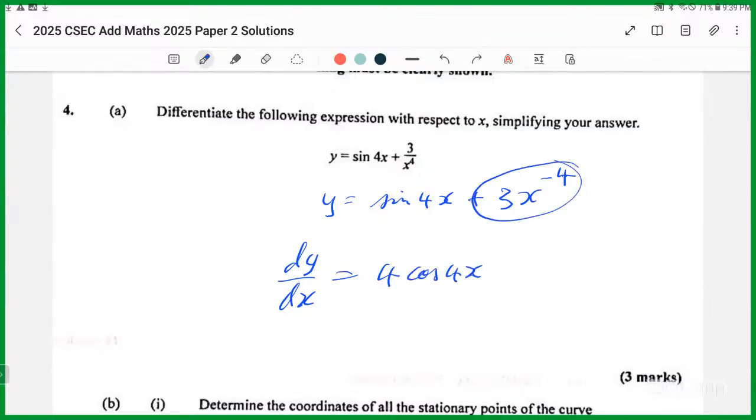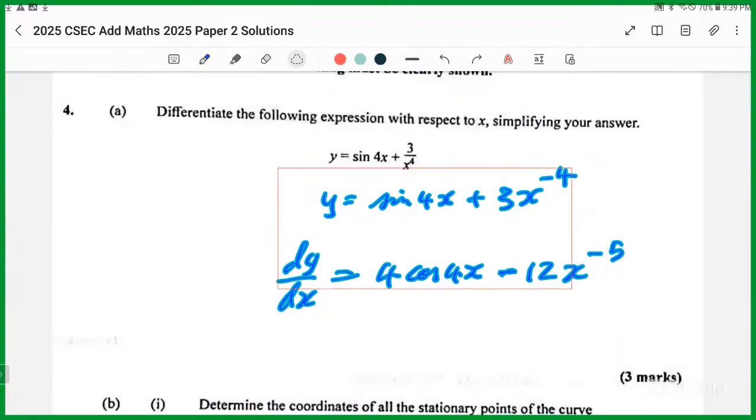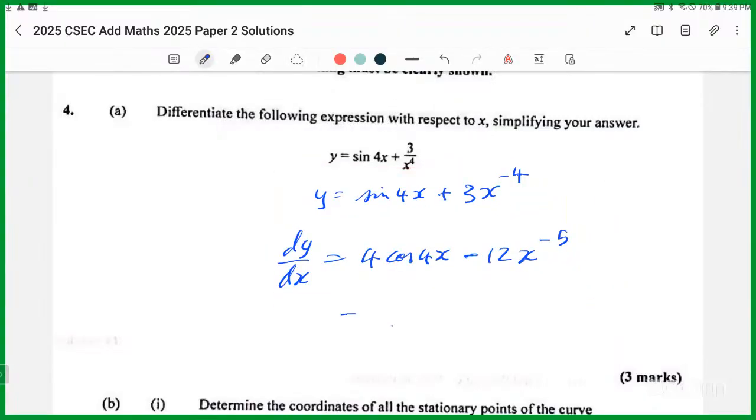We differentiate this and multiply by the power. We're going to get minus 12 times x to the minus 5. That is it, but the question says simplify. So I'm going to give it back in a form looking like that. So this becomes 4 cos 4x minus 12 over x to the 5th. That is the answer. Differentiate sine, get cos, multiplied by the differential of 4, which is 4. And 4 times 3 is 12. All right, that is it.